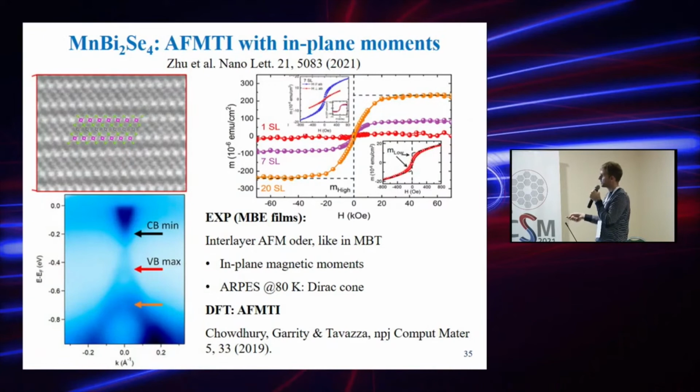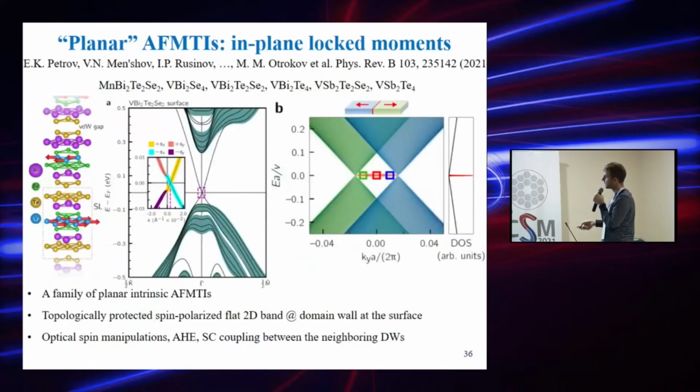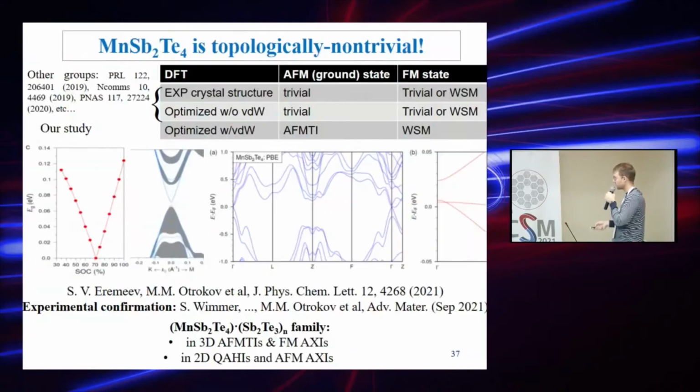You see this van der Waals layered structure. It has been confirmed as an antiferromagnet, but it has in-plane magnetic moments. And you can see this Dirac cone. And actually, for the TIs like those, due to the in-plane magnetization, you can have these topologically protected flat bands at the surface, exactly pinned to the domain walls, separating two domains with the opposite direction.